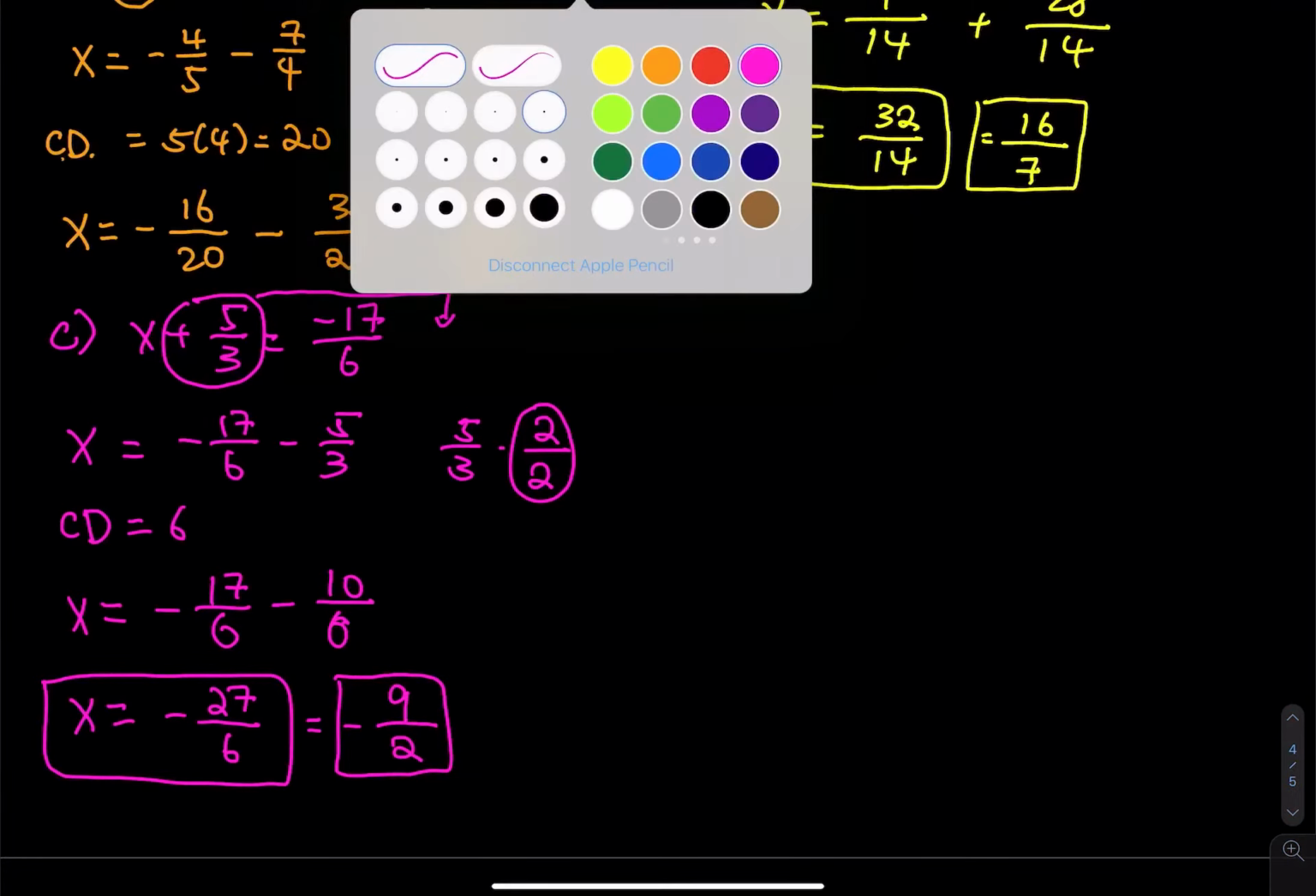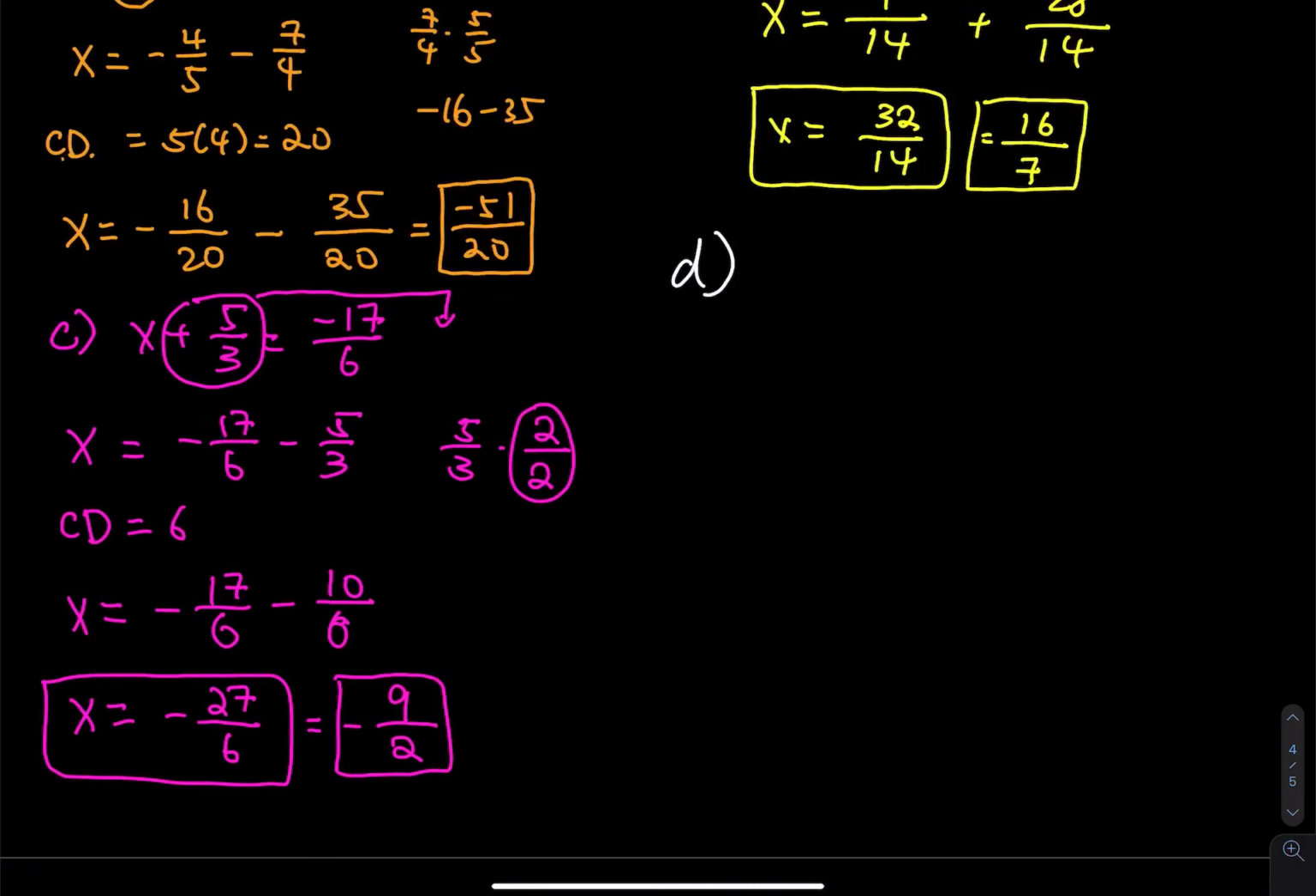D, we have 7 over 2 equals x plus 4 over 9. So this one, let's keep the x on the right hand side. I will subtract 4 over 9 on both sides. So that is 7 divided by 2 minus 4 over 9. That equals x.